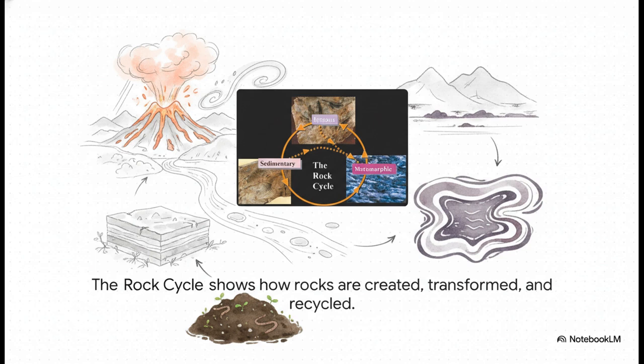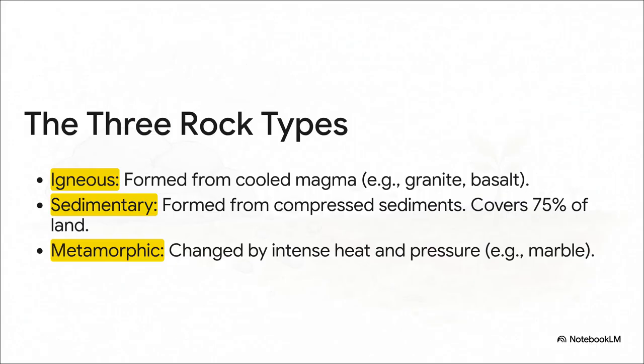You see, an igneous rock can be broken down into sediment, which then gets squished together to become sedimentary rock, which can then get cooked and crushed into metamorphic rock, and on it goes. So, every single bit of soil on Earth started as one of these three rock types.